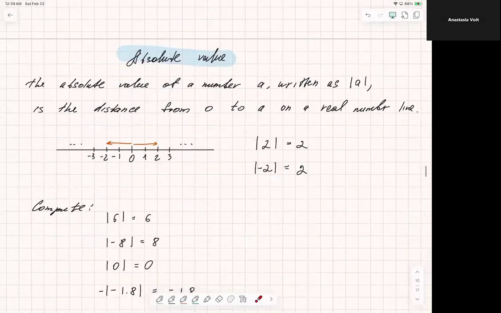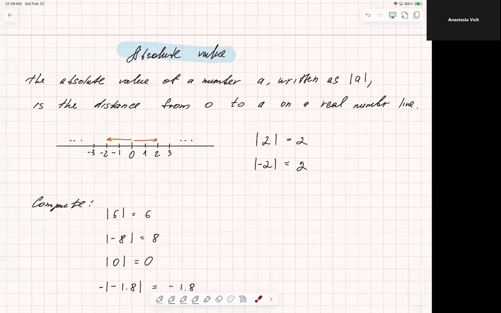All right. Now, the next thing that I want to show you is the notion of absolute value. So the absolute value of a number a, written as a in these bars, right, is the distance from 0 to a on a real number line. So this is the real number line. It's essentially the same thing as a ruler, but it also goes in the negative direction. Okay, so we locate 0 on our number line.